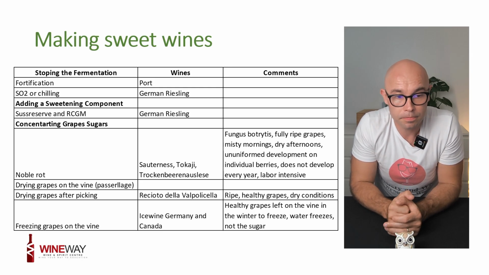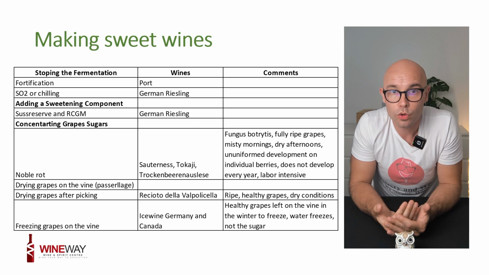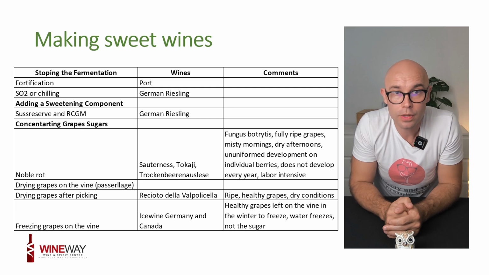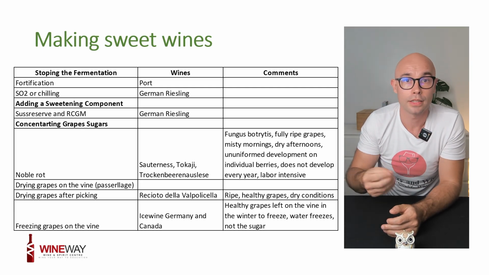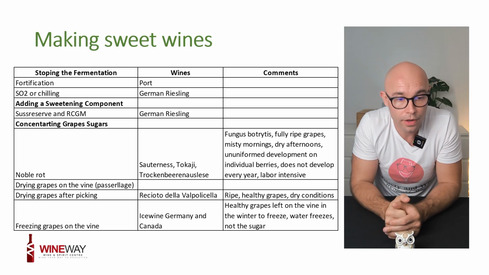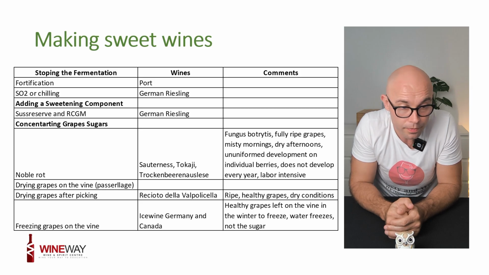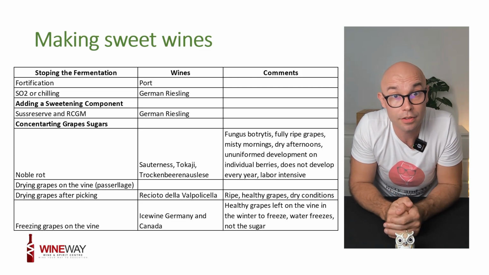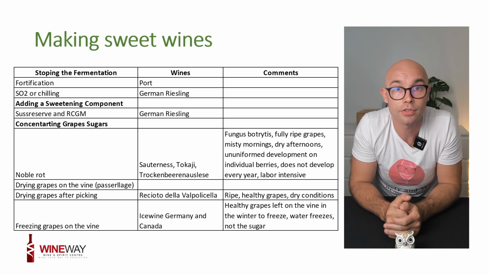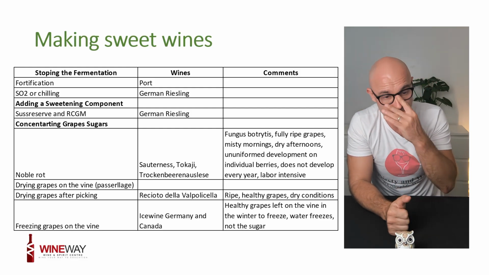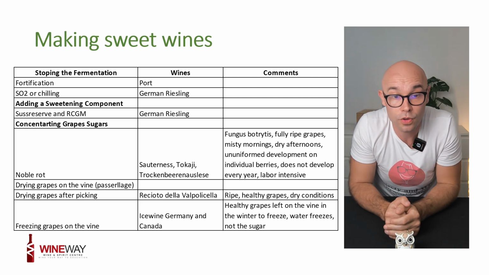This is a high quality way to produce a sweet wine in Germany, versus adding a sweet component. Adding a sweet component is the way it sounds. It's like adding sugar to coffee. So usually Süssreserve or RCGM will be used. Süssreserve is unfermented grape must, whereas RCGM is rectified concentrated grape must. So Süssreserve is usually reserved for premium wines, whereas RCGM is used for inexpensive wines, again for Germany.